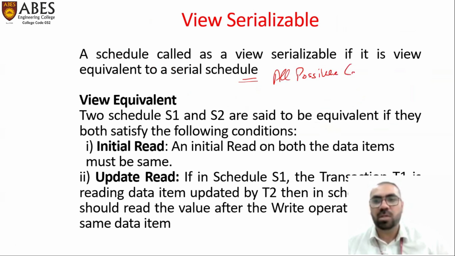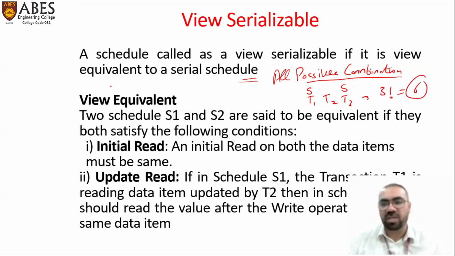combinations. So if we have a schedule with 3 transactions, the total number would be 6 combinations, and we need to check each one, making sure that it is view equivalent. If it doesn't exist, we have to find another one that is view equivalent. Now, what is view equivalent? This is our concern.